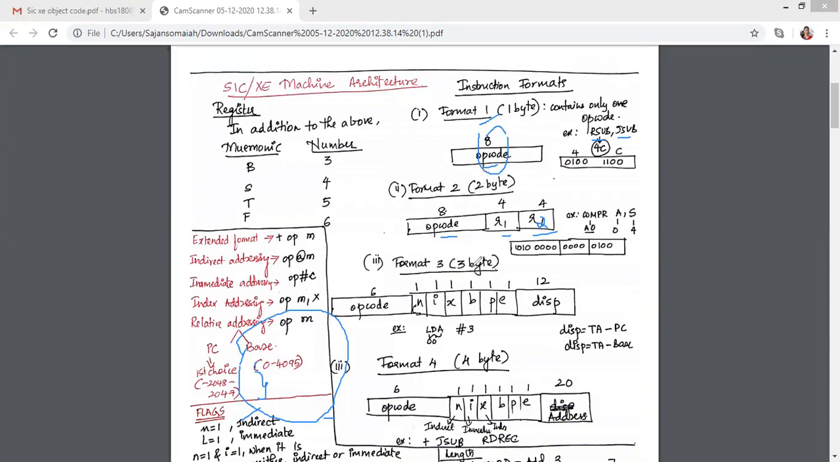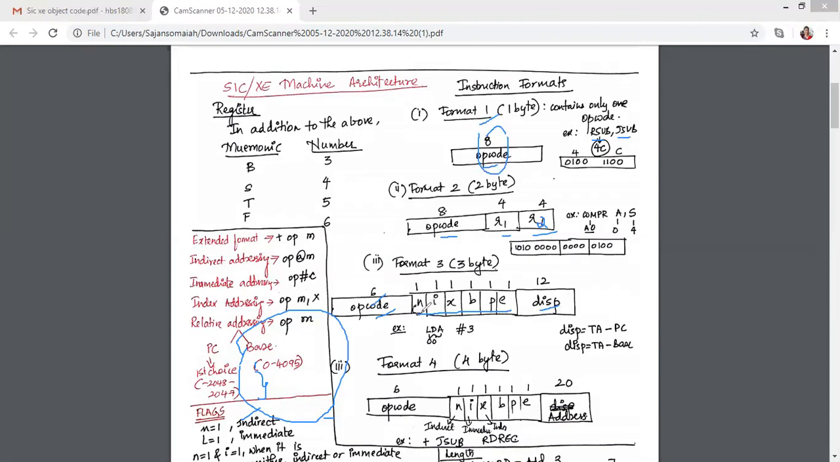Then coming to format 3, which is 3 byte, which is 3 into 8, which is 24 bits. The first 6 bits are for the opcode, and then the next 6 bits are for the flags, namely N, I, X, B, P, E, followed by 12 bits for displacement. Now each of the flags has a certain meaning.